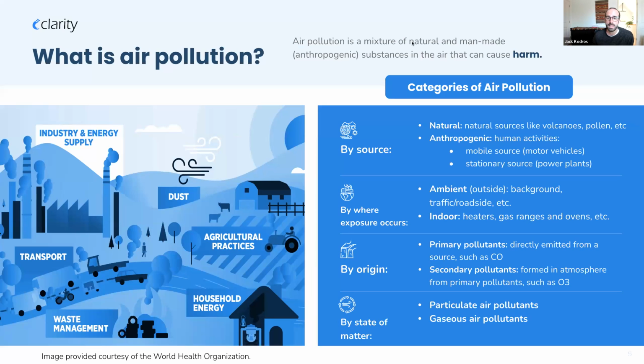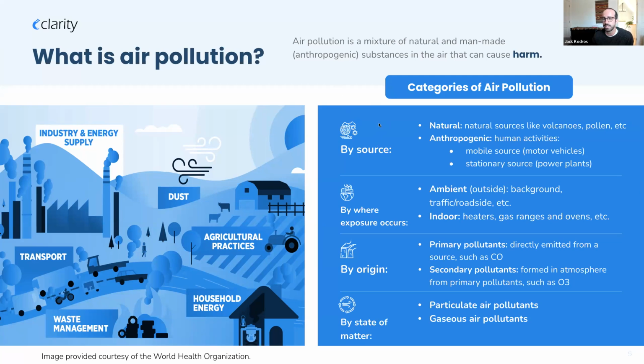So let's take a step back and just look at what is air pollution. A broad definition is that air pollution is a mixture of natural and man-made, or anthropogenic, substances in the air that can cause harm. That's a really broad definition, I understand that. So it's helpful to think about air pollution and break it down into different categories.